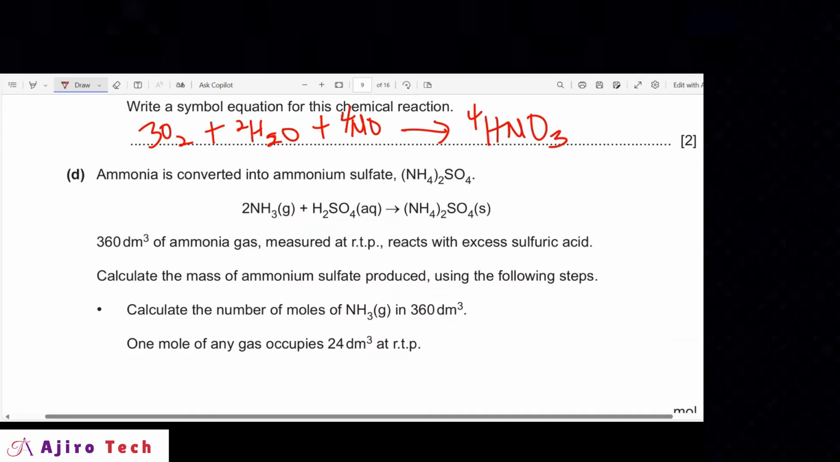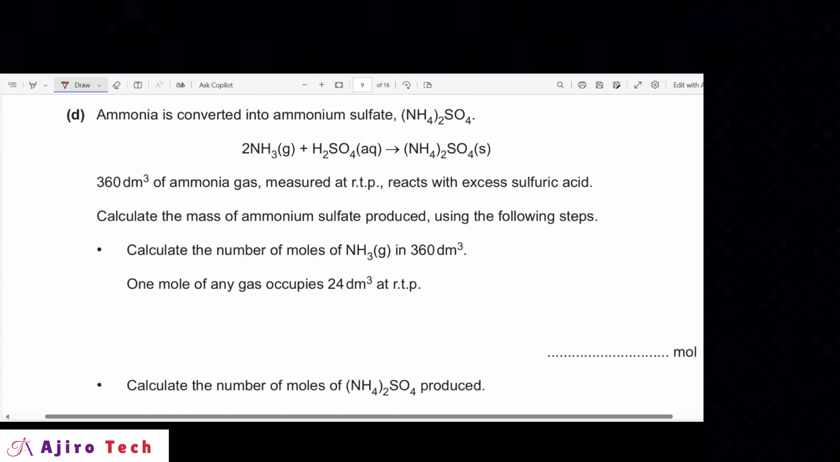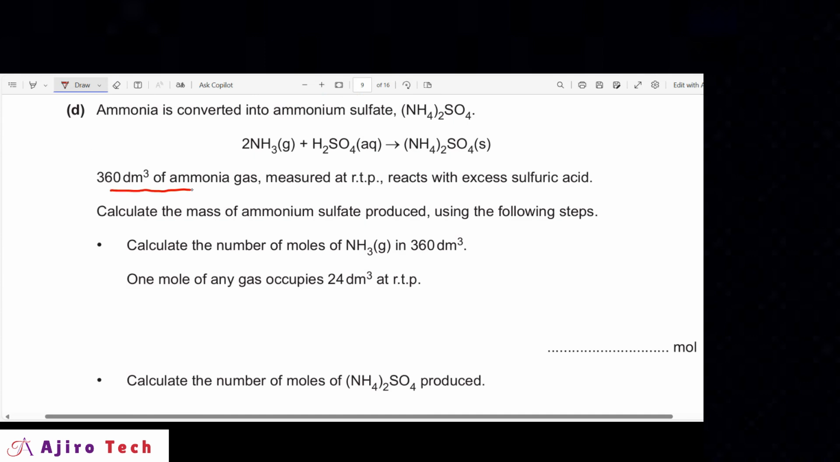Okay, so we have a question on stoichiometry. We have that ammonia is converted into an ammonium salt. Then we are told that 360 dm cube of ammonia gas, that's the volume of the ammonia gas, measured at RTP, reacts with excess sulfuric acid. So calculate the mass of ammonium sulfate produced using the following steps.